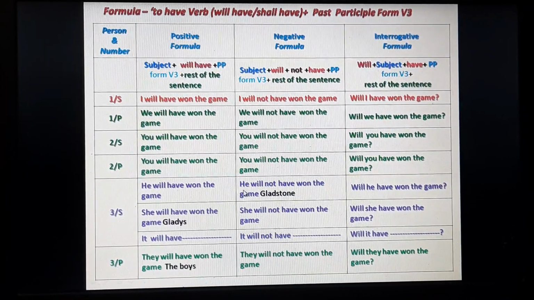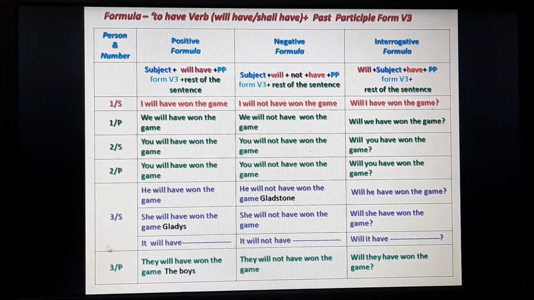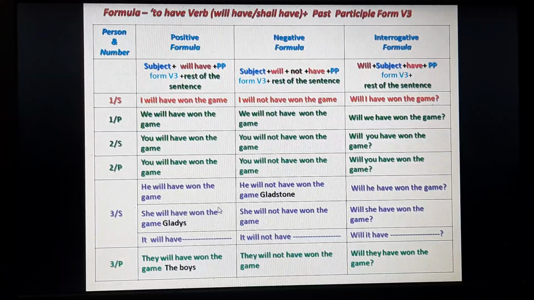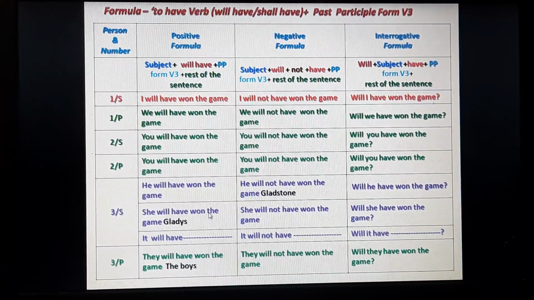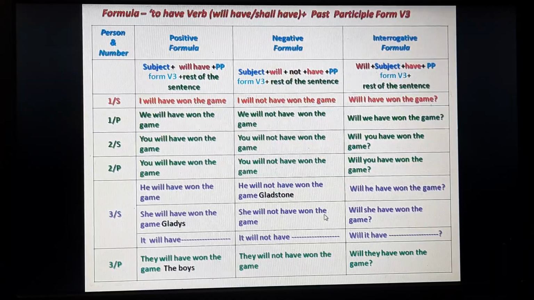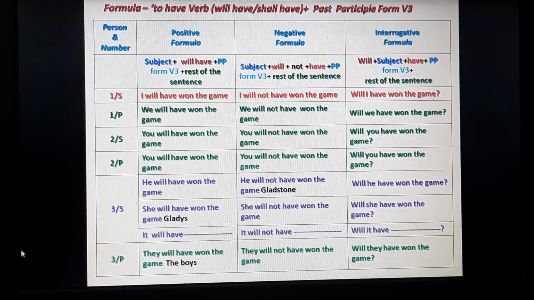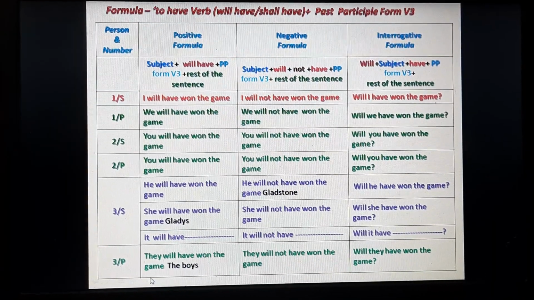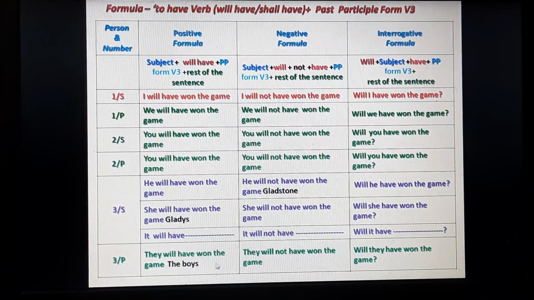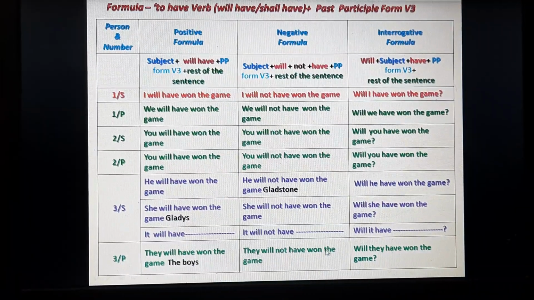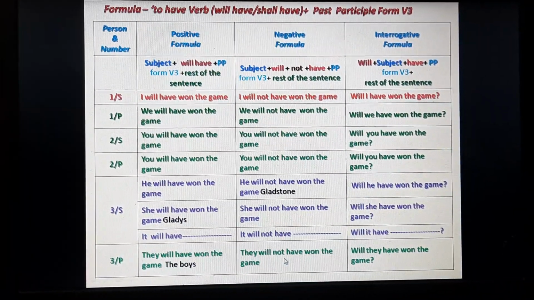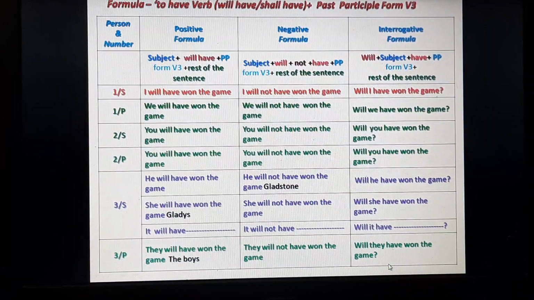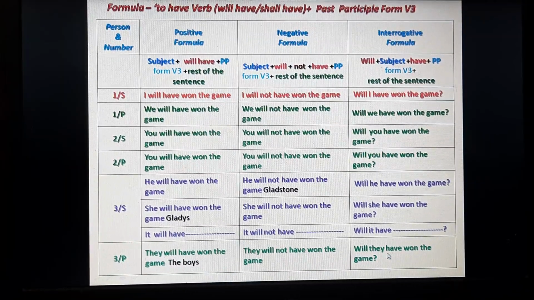This he can be substituted with the noun Gladstone. So in the third person singular again, she will have won the game, or we can say Gladys will have won the game. She will not have won the game. Will she have won the game? In the third person plural, they will have won the game in the positive, or we can say the boys will have won the game. They will not have won the game, or we can say the boys will not have won the game. In the interrogative, will they have won the game? Or we can say, will the boys have won the game?